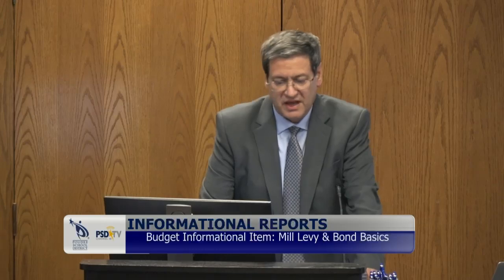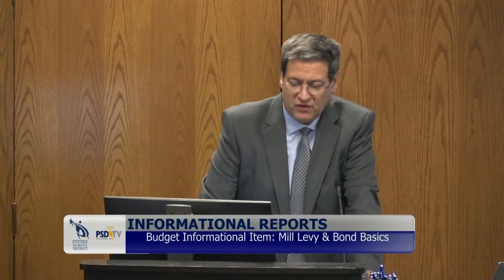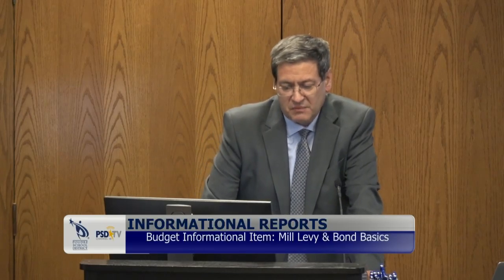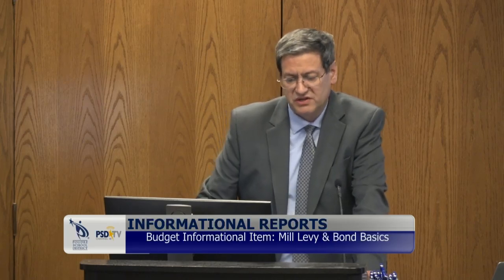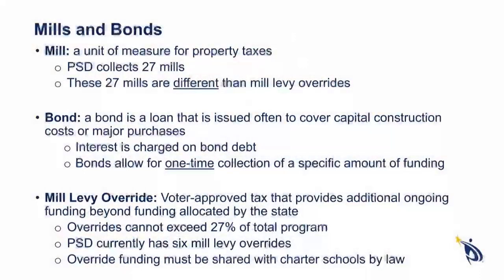The last major category here is a mill levy override. And there's a couple variants of this. One is the debt-free mill levy. But let's just talk about overrides in general. What it is, it's a voter approved tax that provides additional ongoing funding beyond the water glasses or that total program funding. In a normal mill levy override, so I'm not talking about debt-free mill levies in this case, overrides cannot exceed 27% of the total program, and that's defined in state statute.